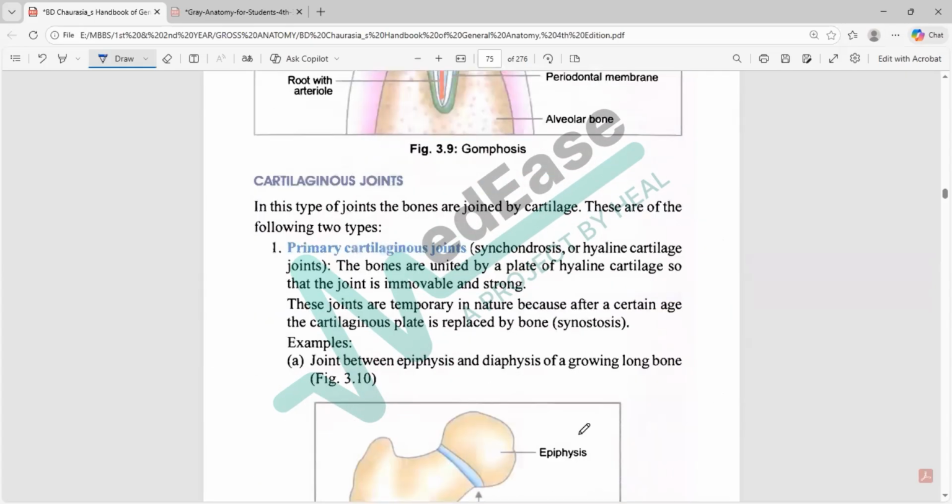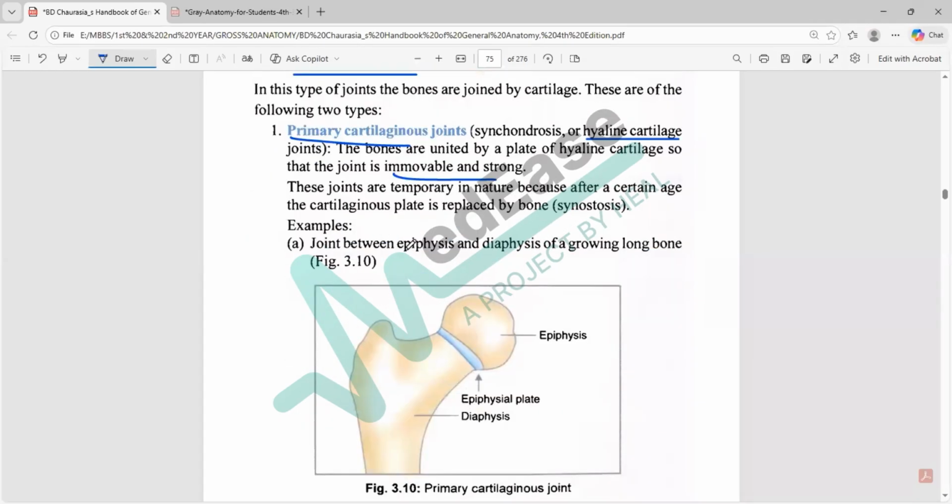Now, when we move further, we have the cartilaginous joints, classified as the primary cartilaginous joint, which contains hyaline cartilage. Therefore, they are known as hyaline cartilaginous joints. They are immovable and usually strong. This includes the epiphysis and diaphysis, containing the epiphyseal plate of cartilage mainly.